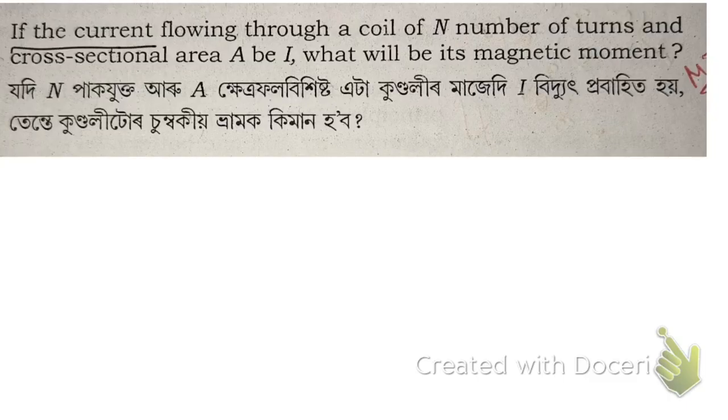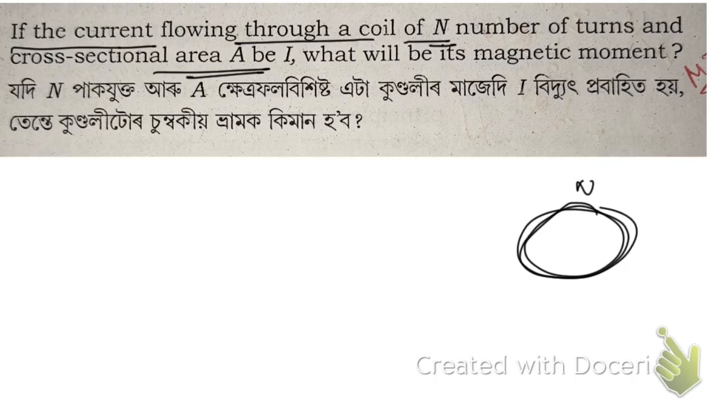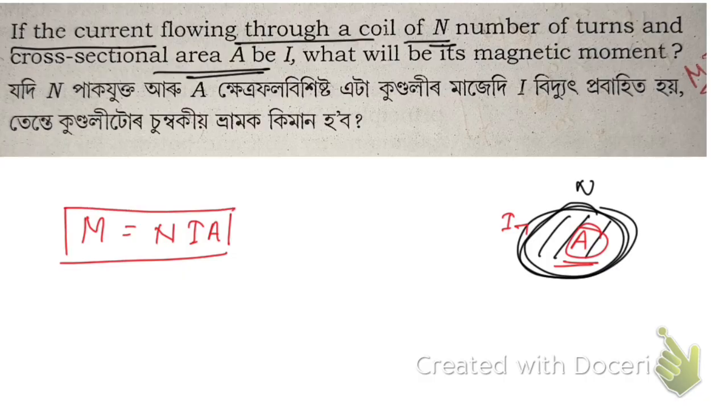If current is flowing through a coil of N number of turns, and the area of cross section is A. So there is a coil, N number of turns, this area is A, and current I is flowing through this coil. What will be the magnetic moment? Magnetic moment M, if there is only one coil, is given by I into A. If there are N number of turns, then we have to multiply it by capital N. So this is the required answer.